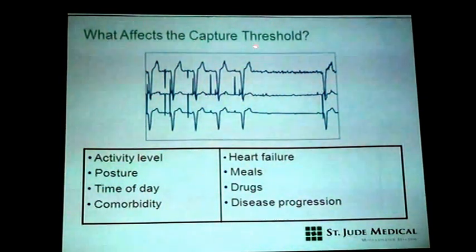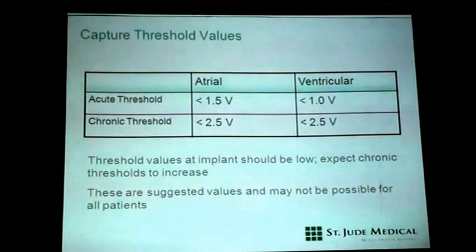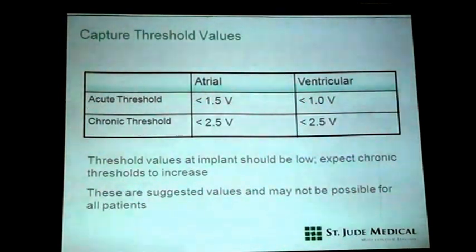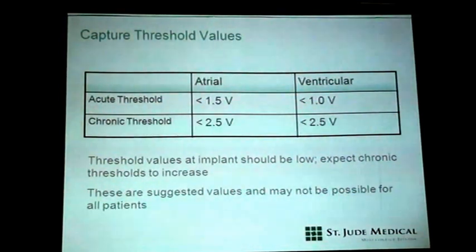So the capture threshold is the minimum threshold at which it works. This is very important: one is the acute threshold and one is the chronic threshold. The acute threshold should be less than 1 volt, which is the criterion for whether we have to put new leads, and less than 2.5 in the chronic threshold. Generally 0.4, 0.5, 0.6 is our accepted threshold.